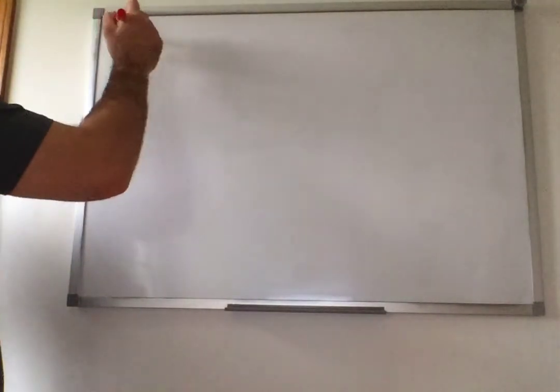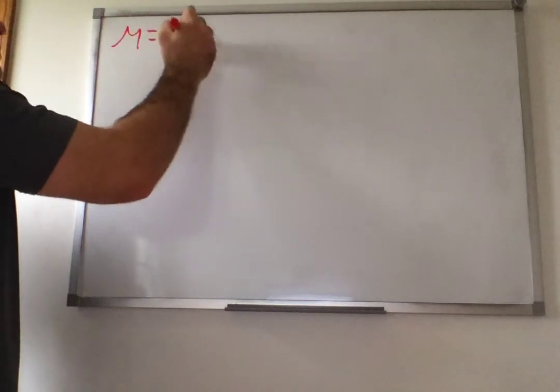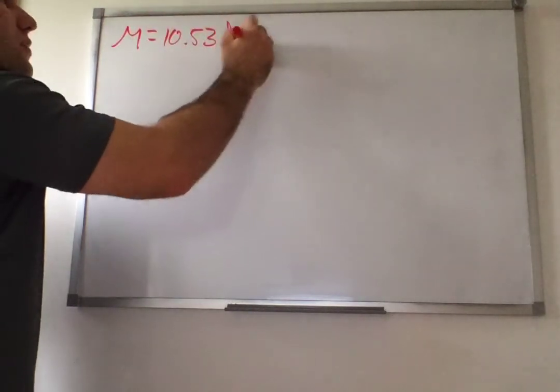Now here's a question, the next question, that hopefully maybe all of us can relate to. It says, according to the IRS, Internal Revenue Service, the average length of time for an individual to complete IRS Form 1040 is 10.53 hours. So the average is 10.53 hours.